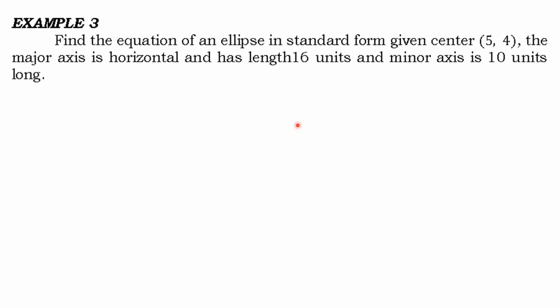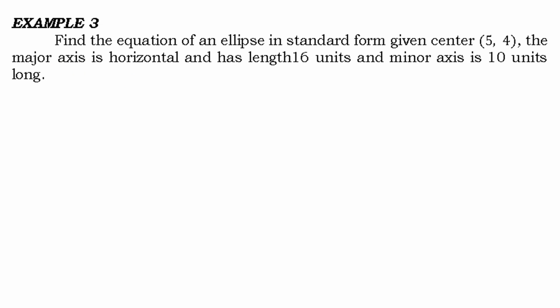Okay. Now, let's have this one. Find the equation of an ellipse in standard form given the center at (5, 4), the major axis is horizontal and has a length of 16 units, and the minor axis is 10 units long. So, dito, klaro na it's not the center. However, the major axis is horizontal, meaning the ellipse would be pahiga ang ellipse natin.